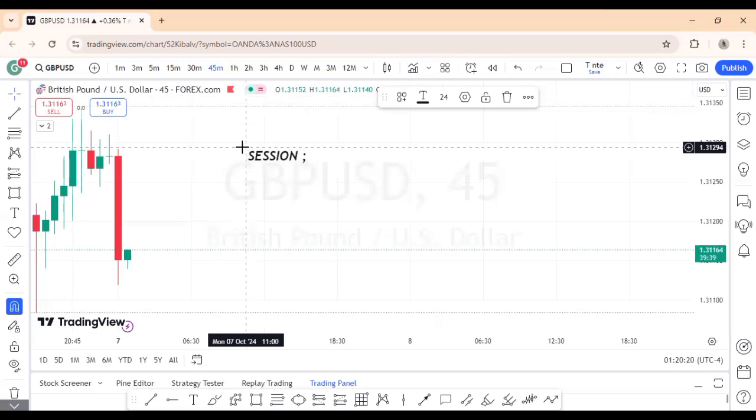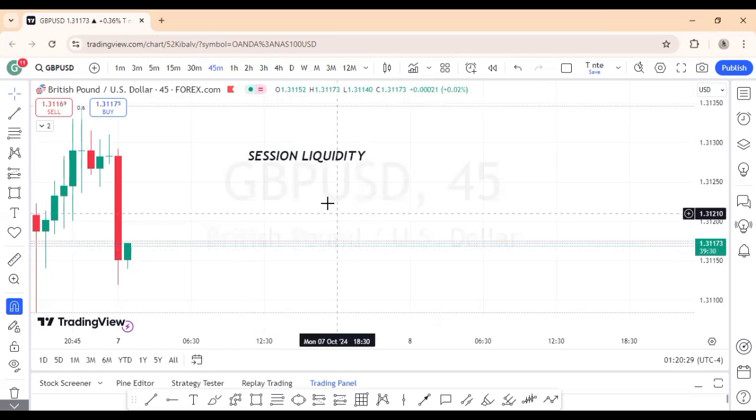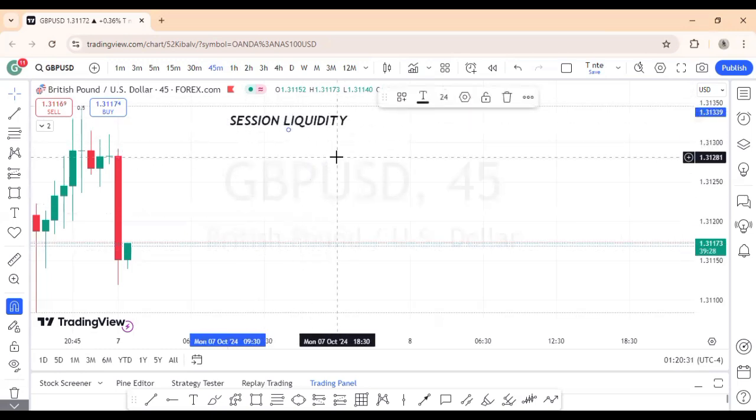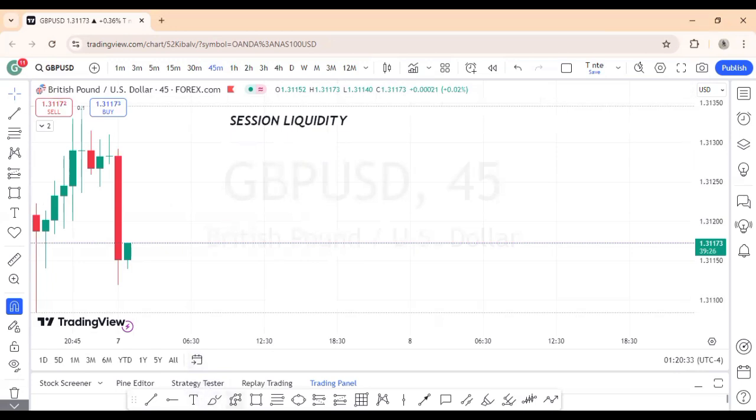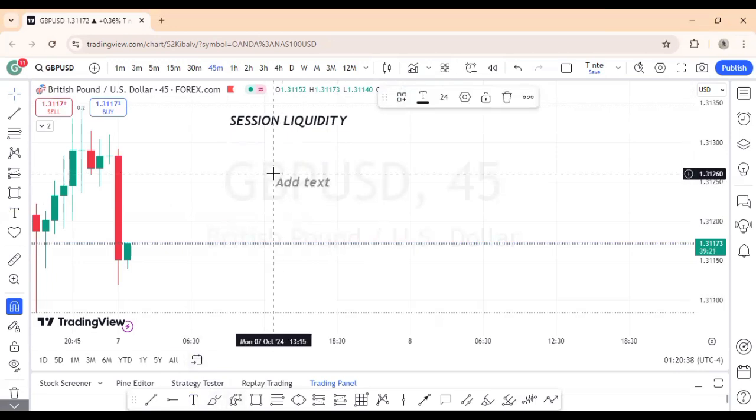Right. So let's talk about session liquidity. This refers to sessions, right? Now you already know what I mean. Typically, when it comes to session liquidity, you're looking at three sessions. Or for me personally, I only use London and New York, right? Those are the two time frames I use.